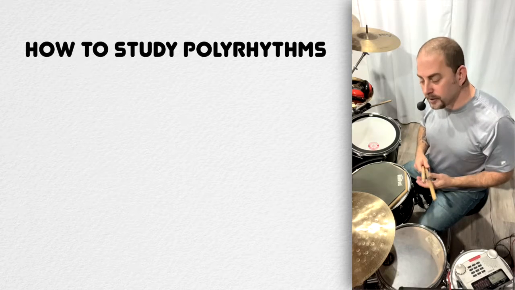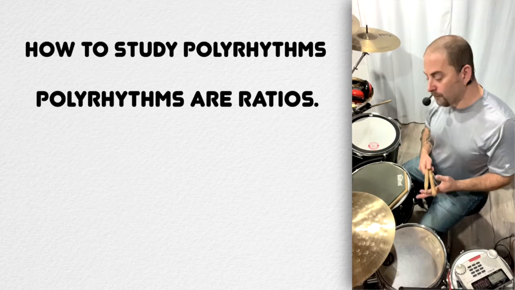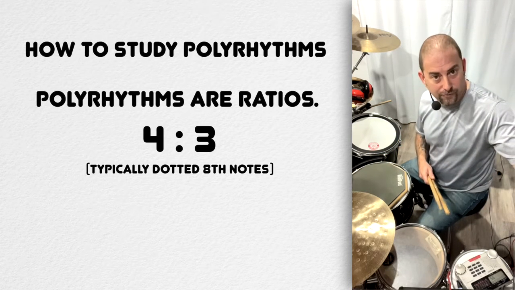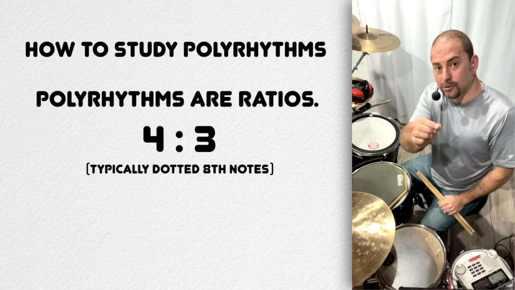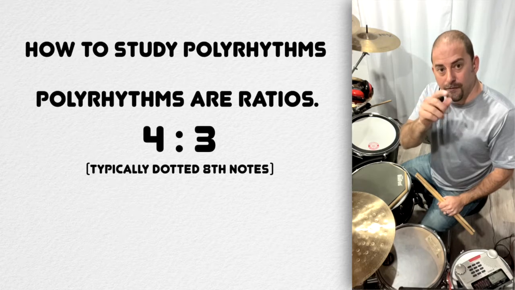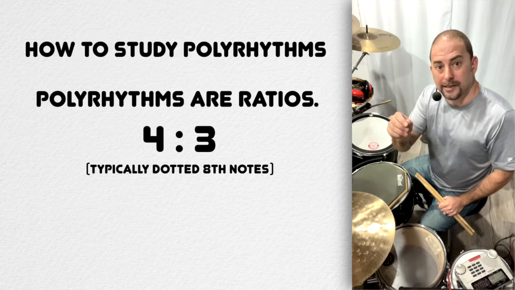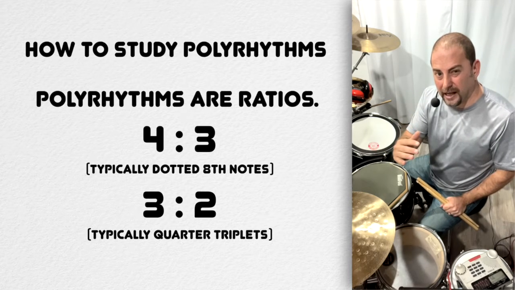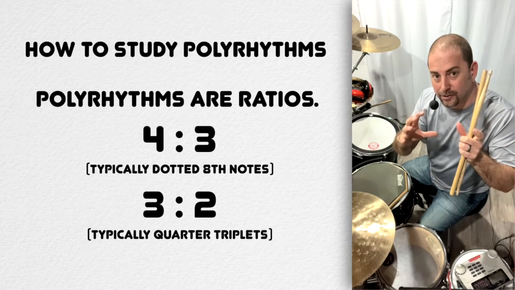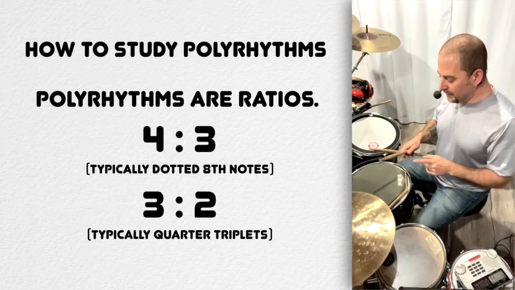So how do we find those rhythms? You start with the main ratio. For example, 4:3, like we did before, the dotted eighth note. Now, what if we take the 4:3 polyrhythm and we just subtract one number from each of those? 4 minus 1 is 3. 3 minus 1 is 2. That means a 4:3 polyrhythm and a 3:2 polyrhythm are very close in sound because they're only one number away from each other. Here's a 4:3 polyrhythm.